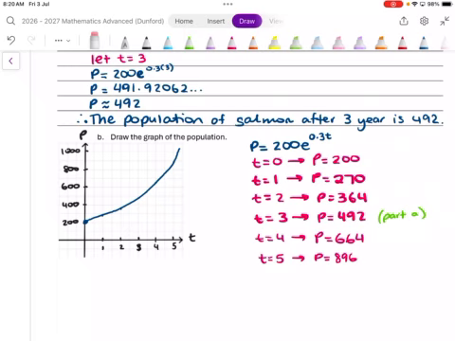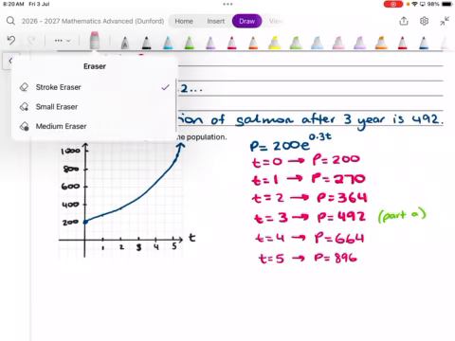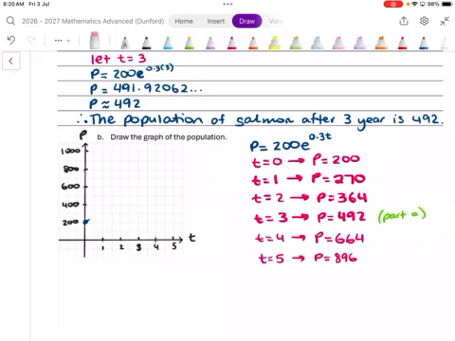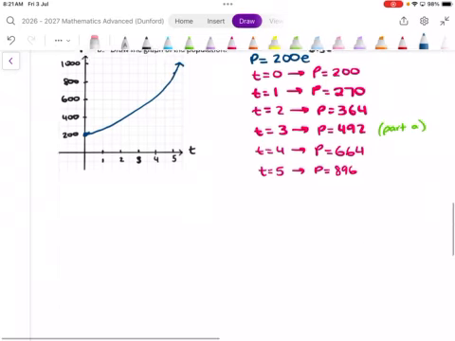Oh, I stuffed it up just at the end. It's not going to be an exact curve, but we want to show the general shape of it. Just going to tidy that up. 5 is at 900. I'm having a bad pen day apparently. All right, like so, and that's it.